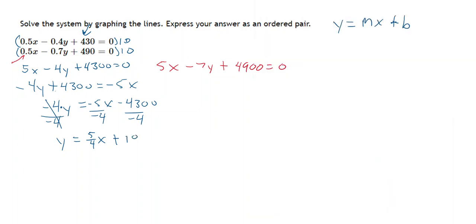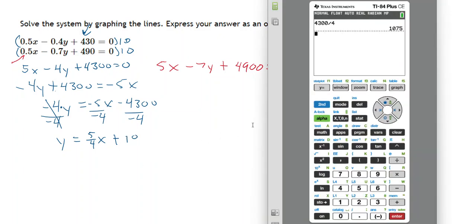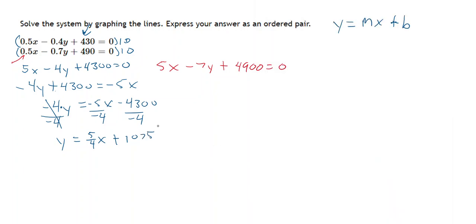Man, my memory's terrible. Okay, 1,075. All right, so now I can graph that, right? So I'll be able to graph that line.